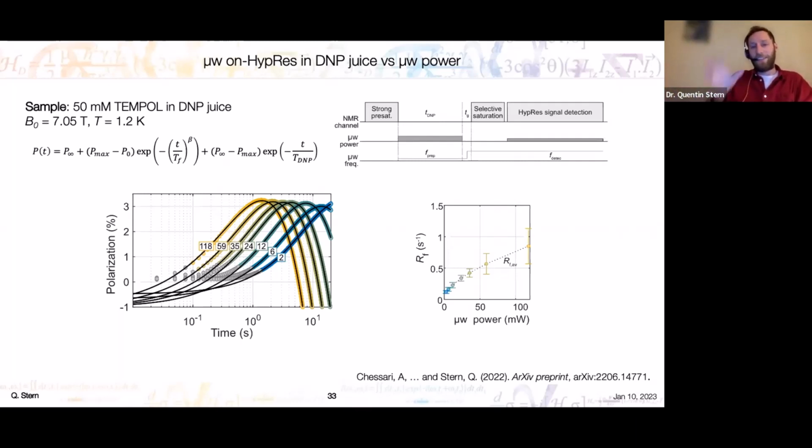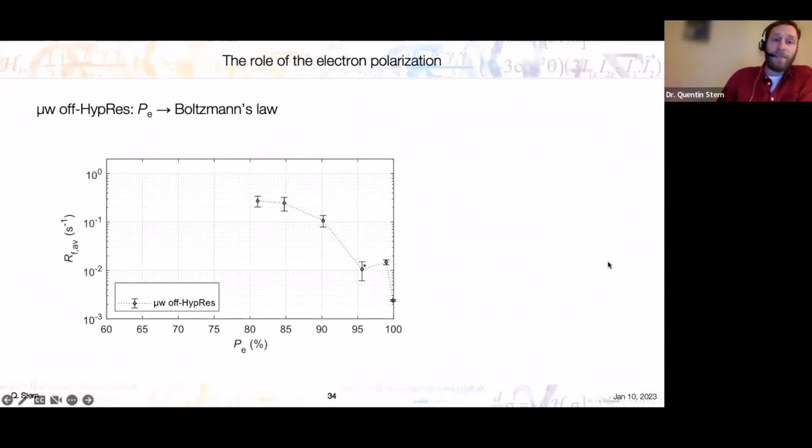So this is all done at 1.2 Kelvin. And we see from playing with the microwave power, this time not with temperature, but with microwave irradiation, playing with the electron polarization, that the flow rate also depends on the electron polarization. And it's interesting then to compare these two data sets. First, these are the flow rates measured varying temperature to vary the electron polarization.